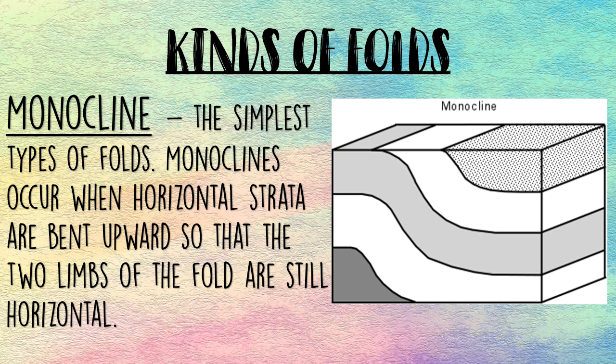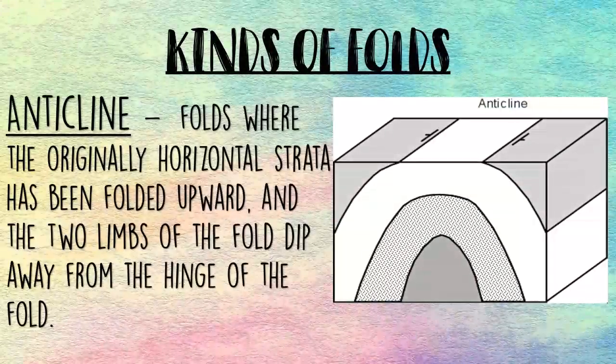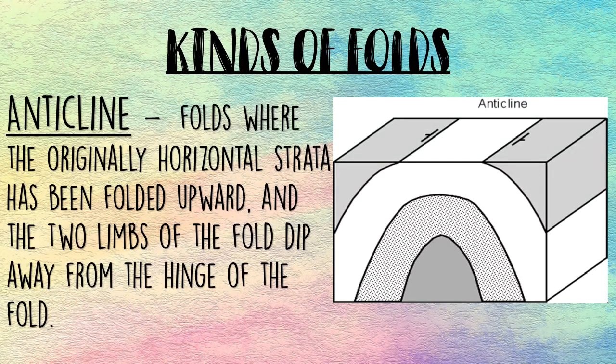Kinds of folds. Monocline. The simplest types of folds. Monocline occur when horizontal strata are bent upward so the two limbs of the fold are still horizontal. Anticline. Folds where the originally horizontal strata has been folded upward and the two limbs of the fold dip away from the hinge of the fold.